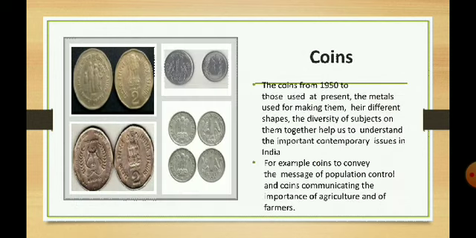The coins from 1950 to those used at present, the metal used for making them, their different shapes, the diversity of subjects on them, together help us to understand the important contemporary issues in India. For example, coins to convey the message of population control and coins communicating the importance of agriculture and of farmers.